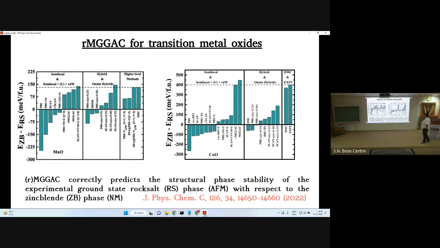Okay, so this is something you have heard about, this transition method also. This is a problem for earlier functionals, but this is not for the meta functional we have developed, the RJ and MGGS. So this is reported in this paper.